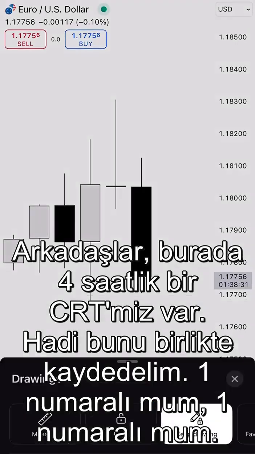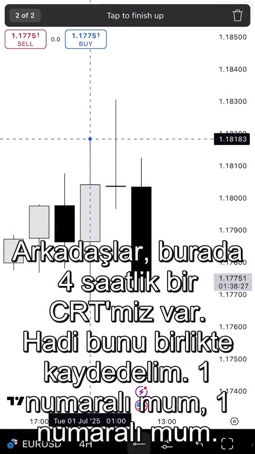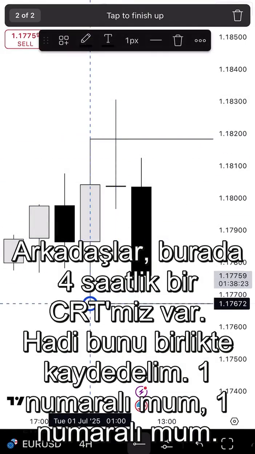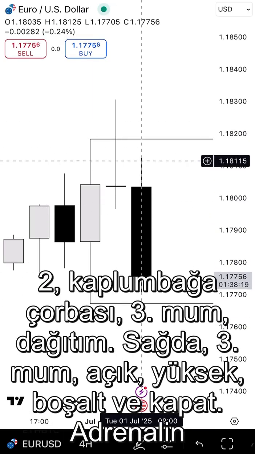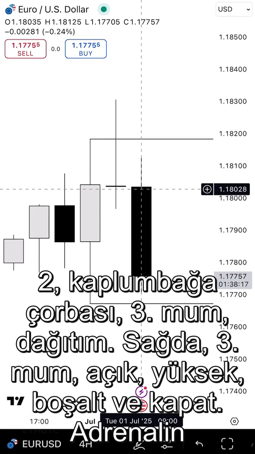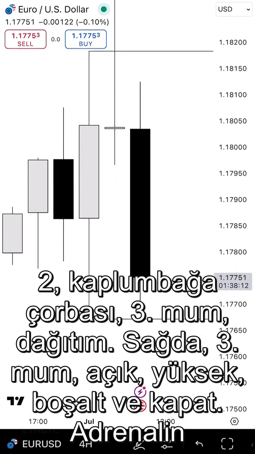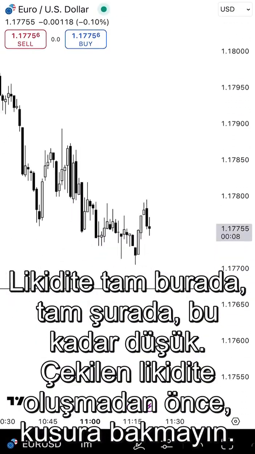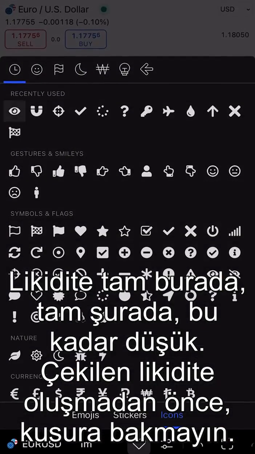Strokes. We have here a 4-hour CRT. Let's tape read this together. It's candle 1, candle 2, turtle soup, candle 3, distribution. Right, so candle 3: open, high, dump, and close. Draw liquidity is this low right here.